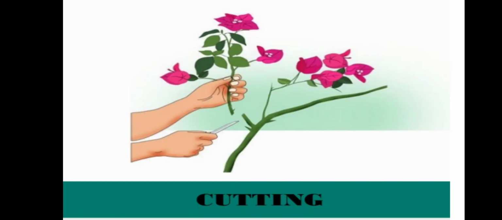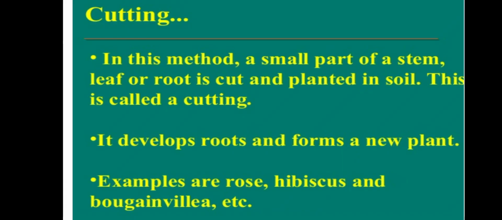Now class, today we'll be learning about two methods in artificial vegetative propagation. So the first one is cutting, a simple process. In this method, a small part of a stem, leaf or root is cut and planted in soil. This is called a cutting. It develops roots and forms a new plant. Examples are rose, hibiscus, and bougainvillea.